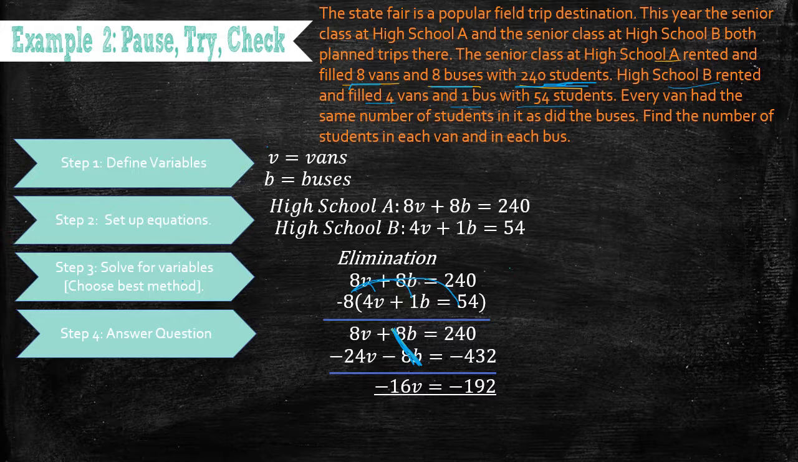Then to get v by itself, since -16 is being multiplied, to undo that multiplication, we divide. So we divide both sides by -16, and v is going to give me 12. So that the number of students in each van is 12.